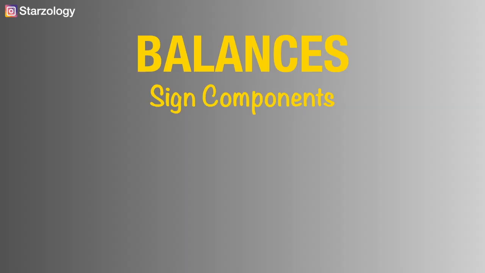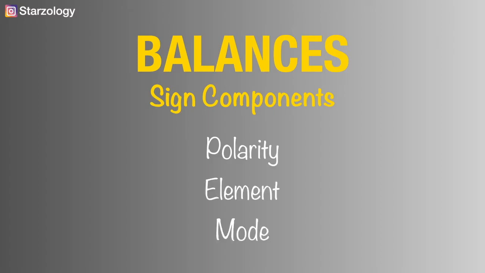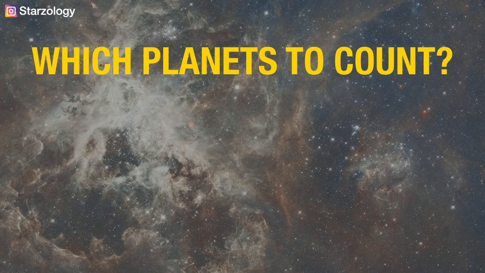So first up, we have the balances, and this has to do with the sign components within the chart. They are the 3 components of polarity, element, and mode. Because what we're going to do is actually count the planets in this chart to see if there's an emphasis on polarity, element, and mode for him.